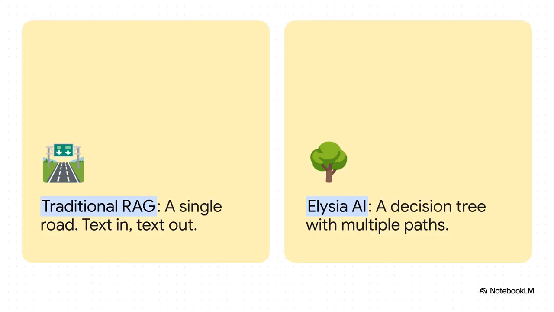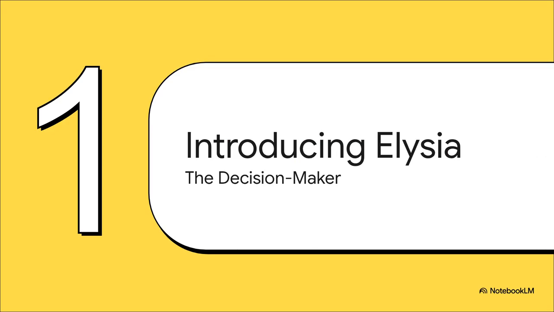And here's the best way to picture it. Traditional AI, what we call retrieval-augmented generation, or RAG, it's kind of like a single one-way road. You put a question in one end, and a block of text comes out the other. Simple. Elysia, on the other hand, is built more like a decision tree. It's got all these different paths it can take, and it actively chooses the best route depending on what you've asked. So how does Elysia actually pull this off? Well, let's get into what makes it a real decision maker at its core.